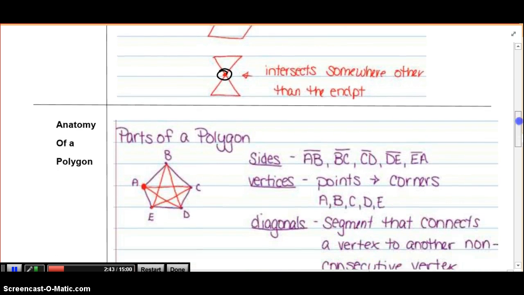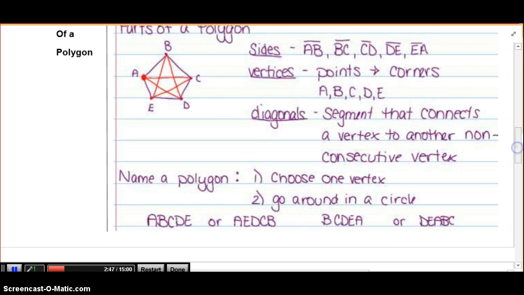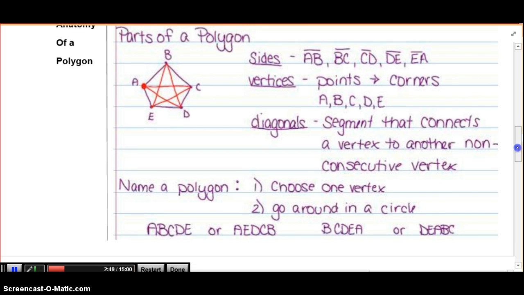But I want to now take a look at more of the anatomy of a polygon, all the different parts to it. Some of these you should already be familiar with. The idea of sides. Let's say I'm looking at this particular figure right here. This is also known as a pentagon, or a five-sided polygon. These sides should be basically a review for you. Here's side AB, as you can see. We've got BC, CD, DE, and EA. All of those are sides.